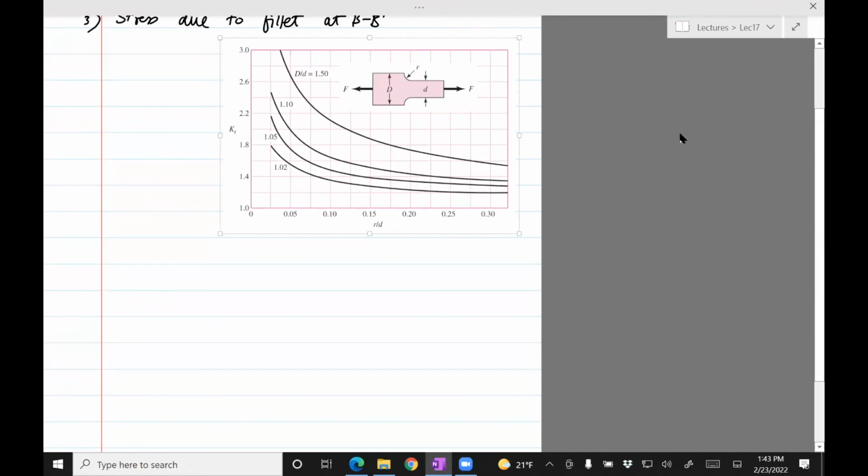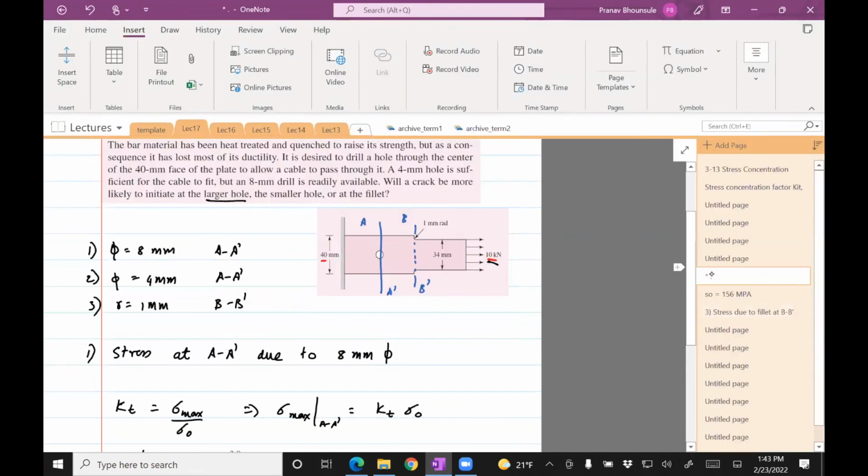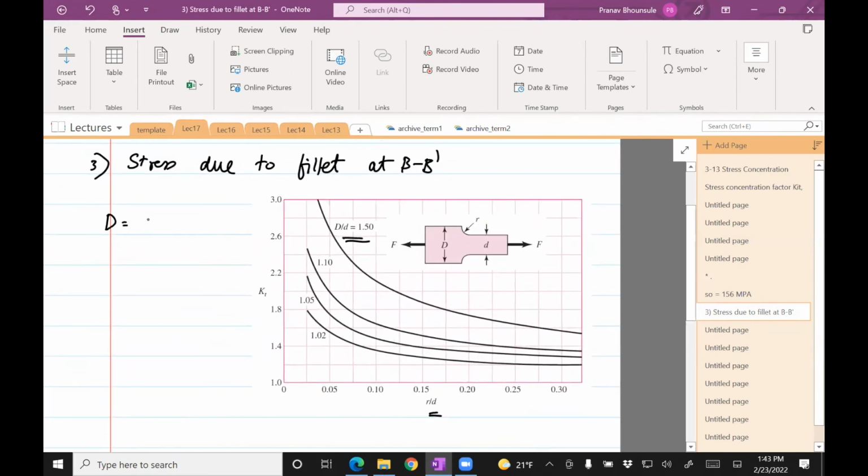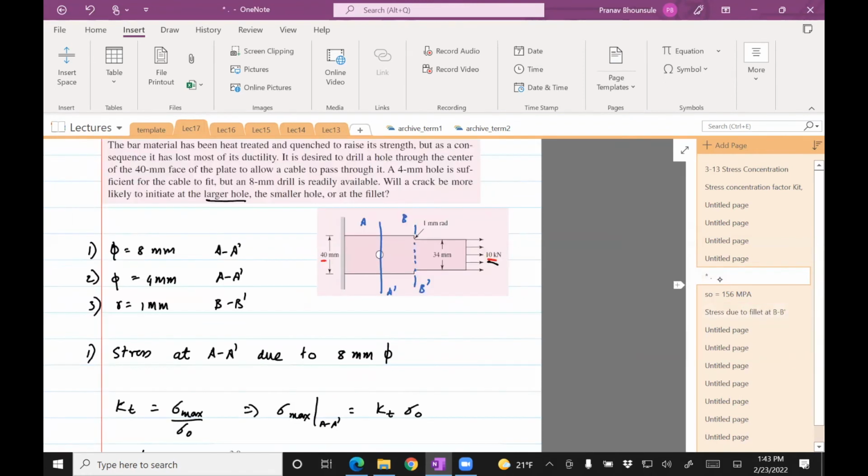Okay, so we need to compute these ratios, capital D divided by small d and small r divided by d. We just go back to the problem and see what those are. So capital D is 40, and then small d is 34, and r is 1. Small d is 34, and r is 1. That's right.